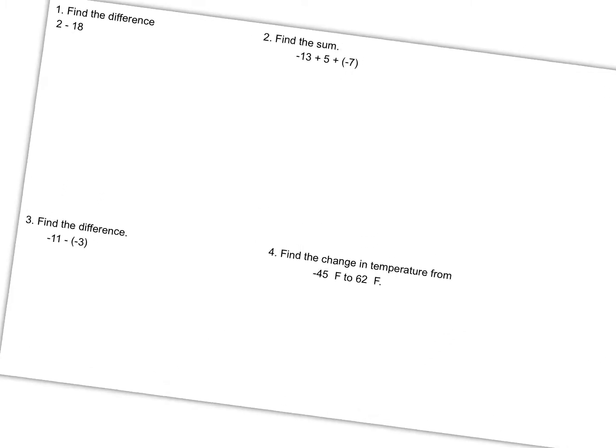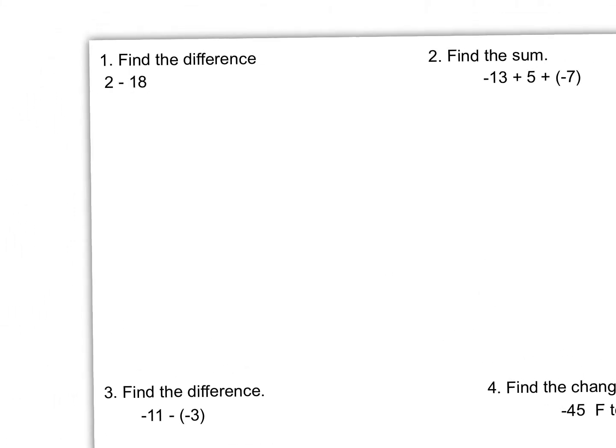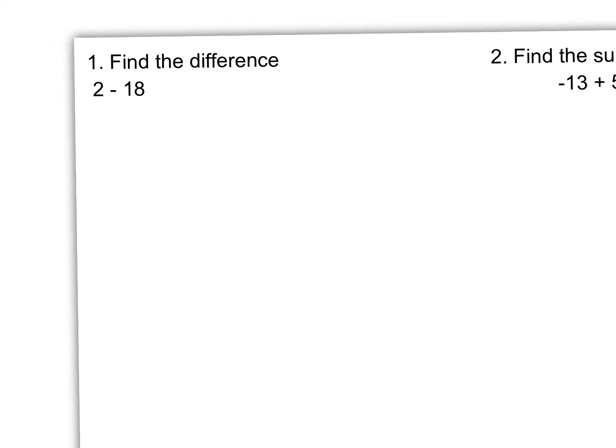Okay, so let's start off. We're going to zoom in to this question right here. Find the difference of 2 minus 18. So again, we have to note we are dealing with a positive 2. We are dealing with a negative 18. So if we're taking a positive 2 and minusing 18 from it, most of you probably already know you've got negative 16.